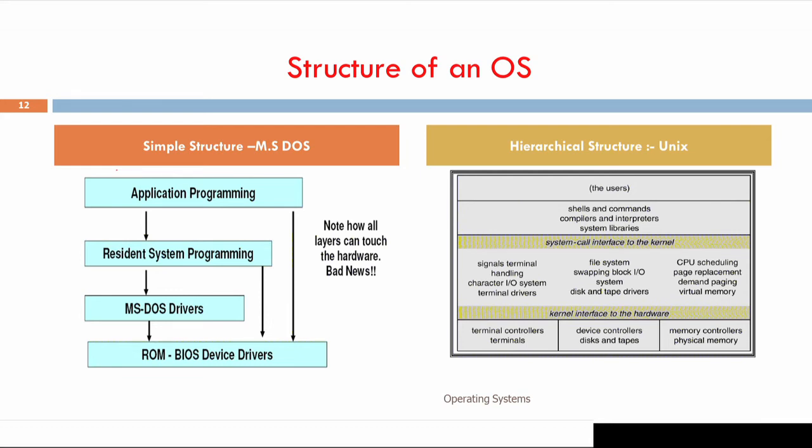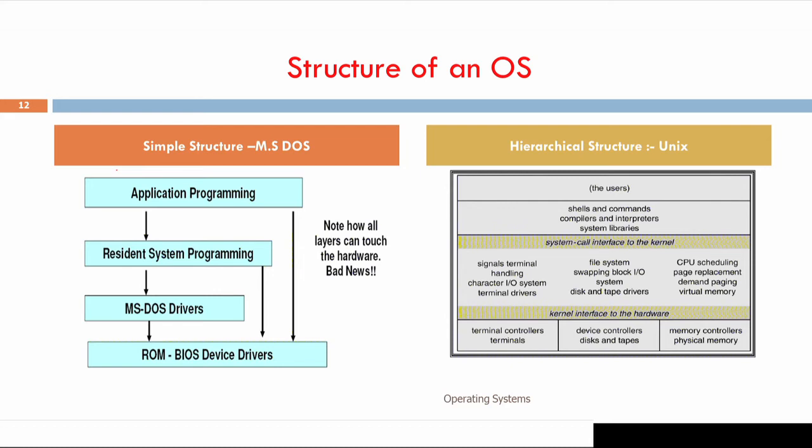But on a hierarchical structure like Unix, where you have a layered operating system, there are different layers as you see here. The undermost layer is terminal controllers and terminals, device controllers, device memory controller. These are all the hardware. Just on top of that hardware, there is the kernel interface to the hardware, and then this is the operating system, where you have signals and terminal handling, character IO stream and IO system and terminal drivers, file system, and then CPU scheduling, page replacement, etc. So, that is the operating system.